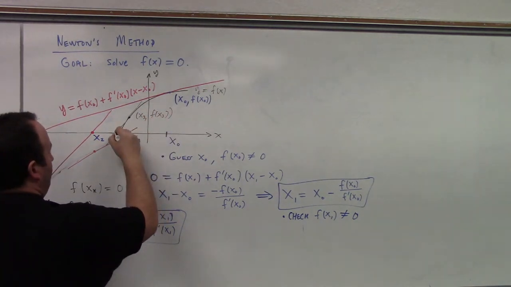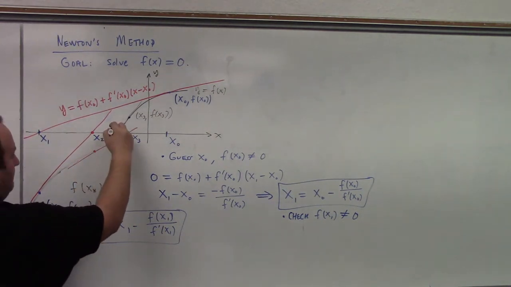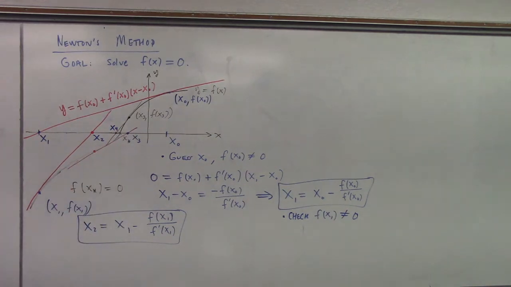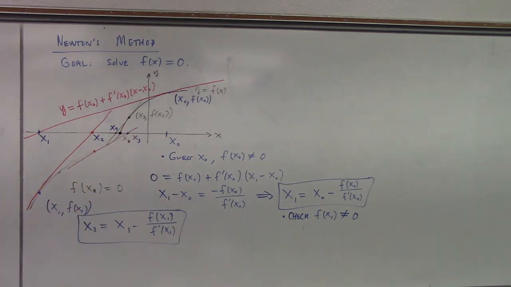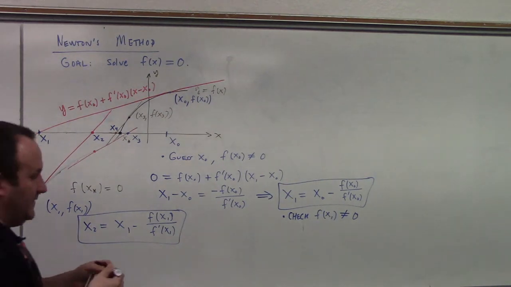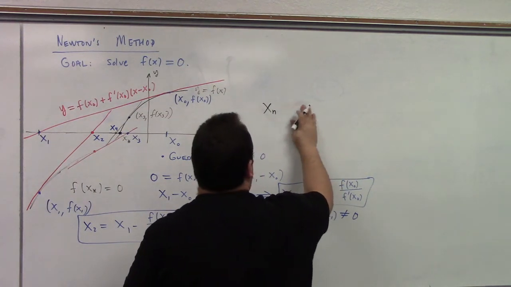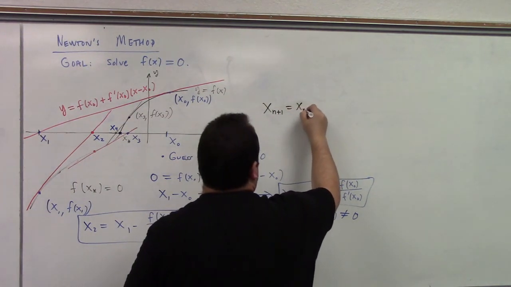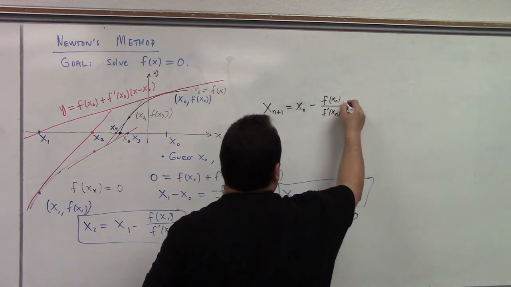And what's happening? Look, right, it's getting us closer and closer to what? To the answer, which was right here. So this is Newton's method. You make a guess, and then you follow the following rule. X sub n plus 1 is equal to x sub n minus f of xn over f prime of xn. This is Newton's method.